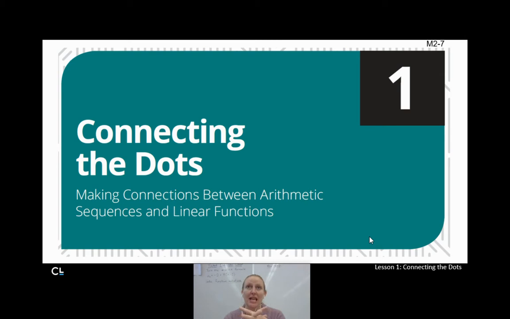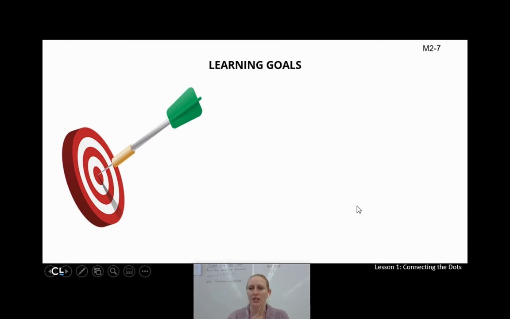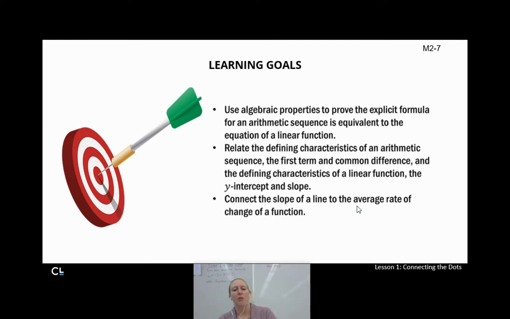So today we're continuing on with this whole let's make connections between our arithmetic sequences and our linear functions. Last time we finished off by literally turning our sequences into function form, right? We took our explicit formula, we turned it into function form. So we've already been doing some of our learning goals using algebraic properties to prove the explicit formula for an arithmetic sequence is equivalent to the equation of a linear function. We've already been doing that.